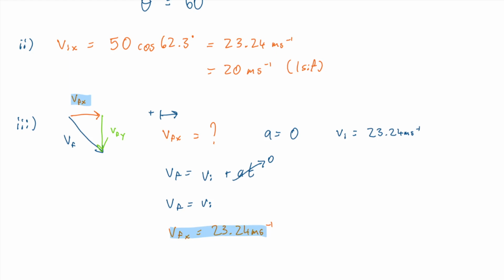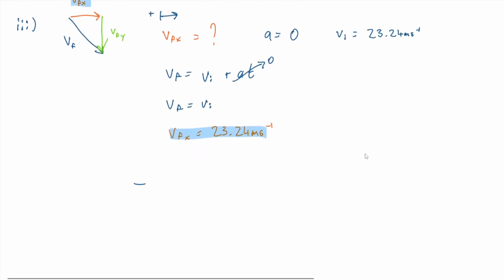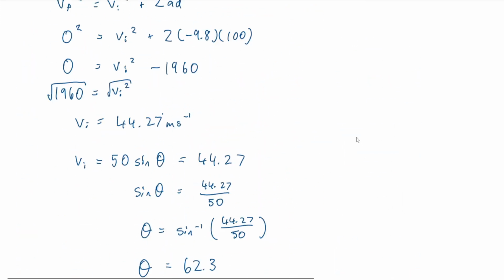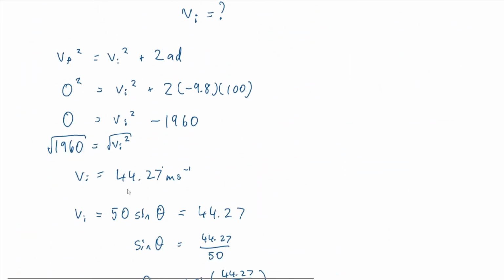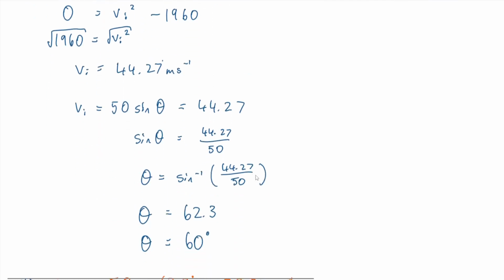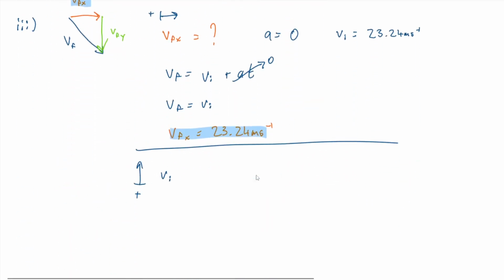Now we also need Vfy, the final velocity in the vertical direction. So let's now set up our problem in the vertical direction. Let's take up as positive. We know the initial velocity was 44.27 meters per second. We know acceleration, negative 9.8 meters per second squared down. We don't know the final velocity. That's what we're looking for.